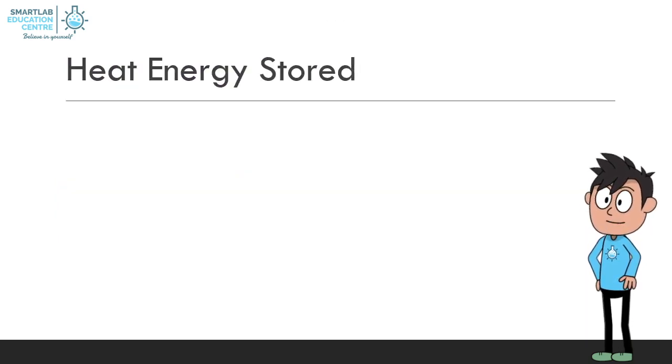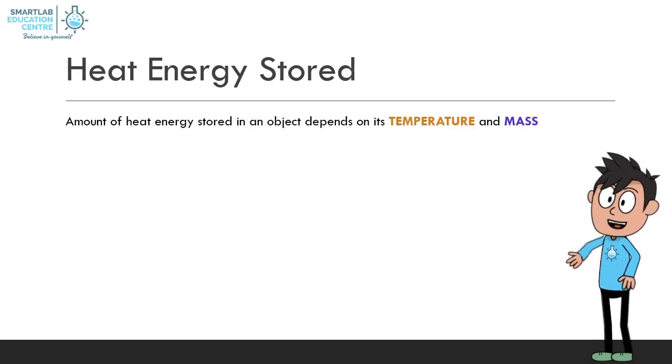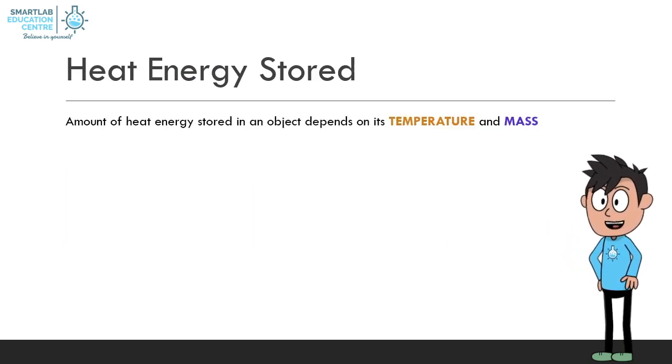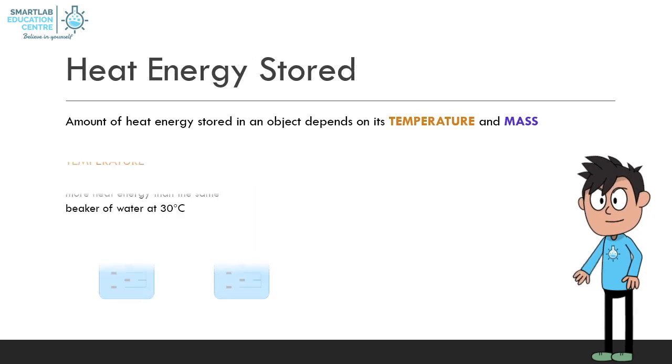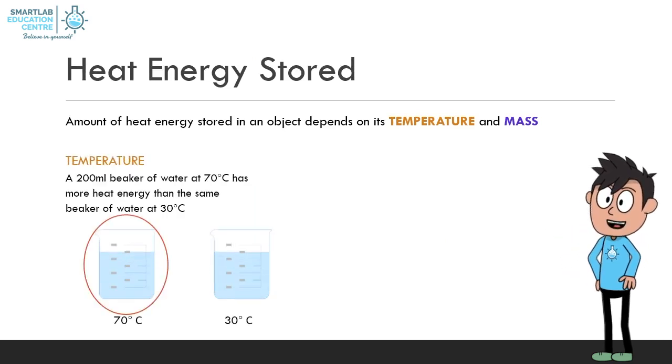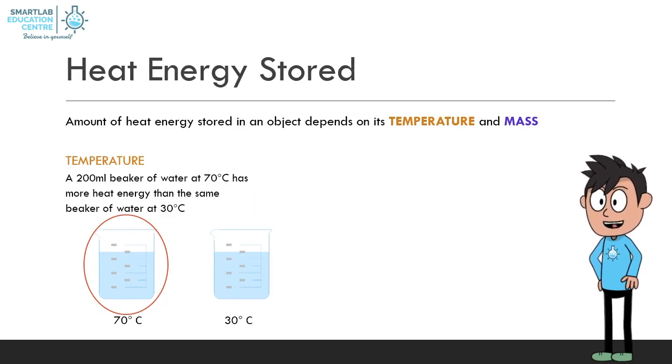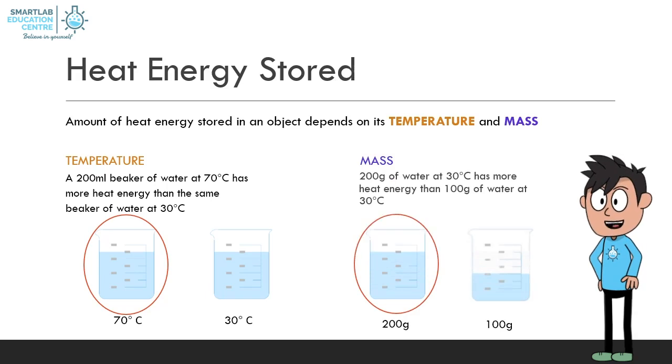Heat energy stored. The amount of heat energy stored in an object depends on its temperature and mass. A 200 milliliters beaker of water at 70 degrees Celsius has more heat energy than the same beaker of water at 30 degrees Celsius. 200 grams of water at 30 degrees Celsius has more heat energy than 100 grams of water at 30 degrees Celsius.